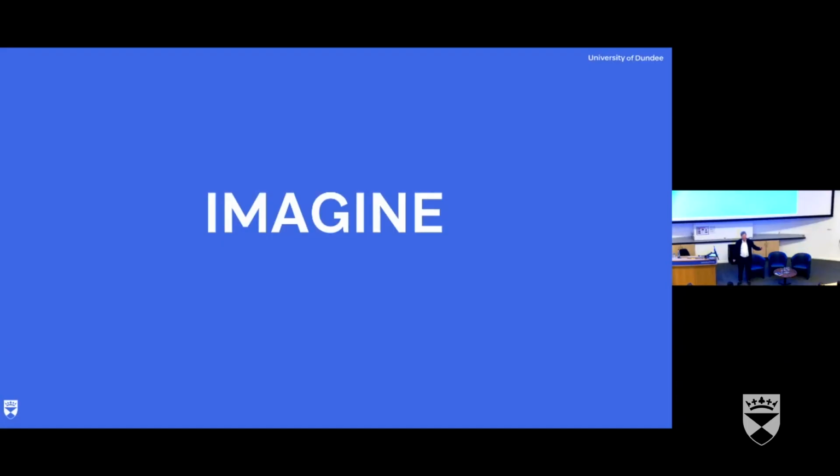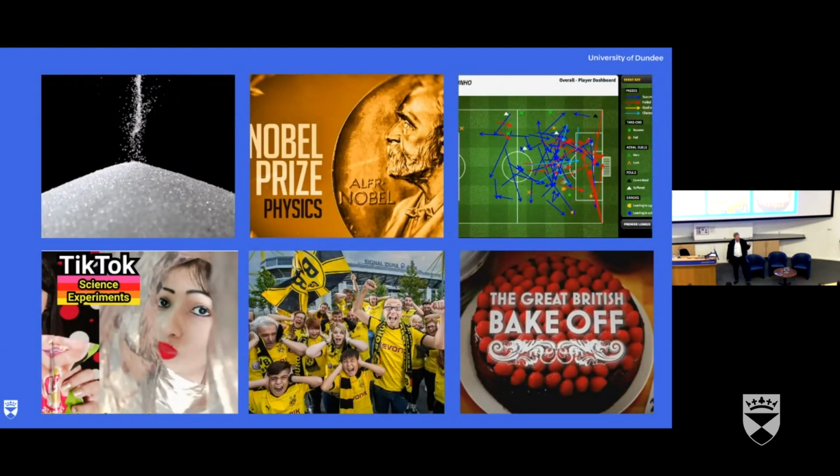Imagine for a moment that a football game is decided on the number of passes that a team makes or how loud the crowd shouts. Imagine the Nobel Prize for Science is decided by TikTok likes, or the winner of Bake Off is based on the amount of sugar in a recipe. Now that seems like madness, doesn't it? Or at the very least, those ways of measuring things would distort practices and deviate things away from the original purpose of a game of football, of a Nobel Prize for Science, or a nice cake.